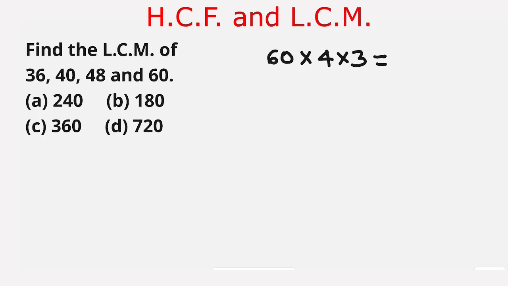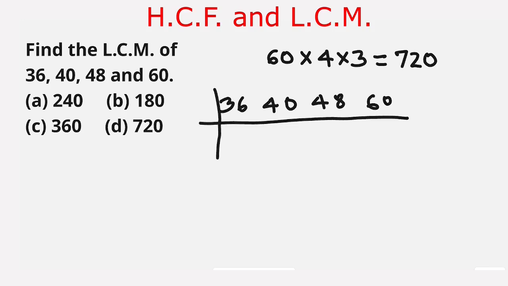So 3 times 4 is 12 and 12 times 6 is 72 and we write 0 after it, which is the 0 of 60. So 720 is our LCM. And from the given options, our answer is option D. Now we'll solve it by common division method as well, so that you can understand both the methods. 36, 40, 48 and 60.